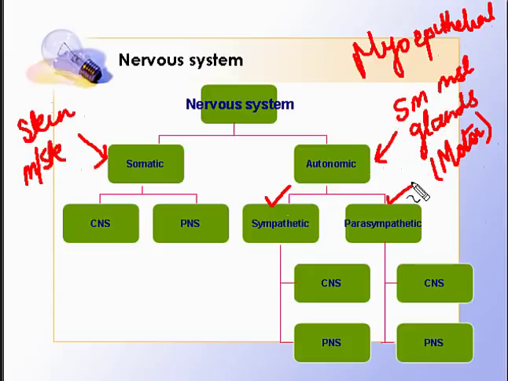So all of this, the somatic, the autonomic, and the autonomic's sympathetic and parasympathetic divisions, these are all functional components of the nervous system. Now, while the autonomic is a motor system, the somatic is both sensory and motor. And we'll look at this in a little more detail later on.